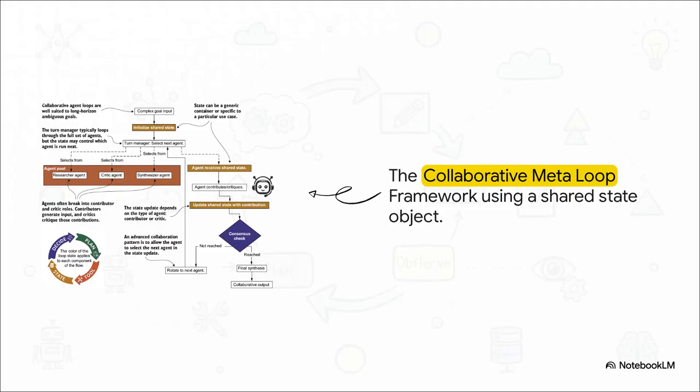Alternatively, in the collaborative meta-loop framework, there is absolutely no top-down manager bossing everyone around. Instead, a very lightweight turn manager simply cycles control through a pool of peer agents. What ties this whole swarm together is that they all read from and update a single shared state container. Each round of the loop builds on the collective work of the whole group. That means every single agent sees the full context, including all the specific contributions, the subtle nuances, and even the critiques from the other agents. It's much less like a corporate hierarchy and much more like a highly dynamic, creative brainstorming session.